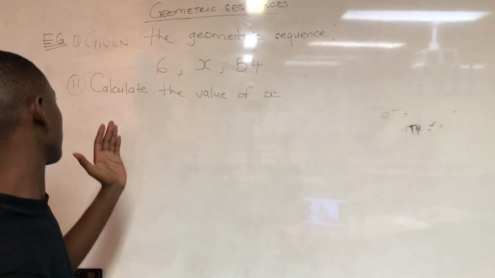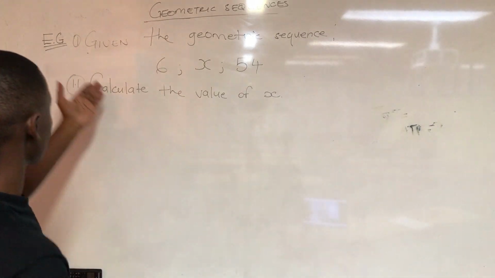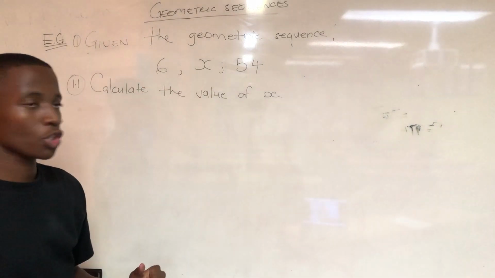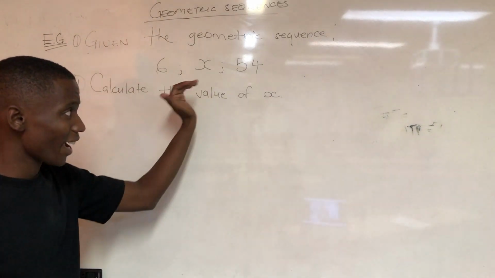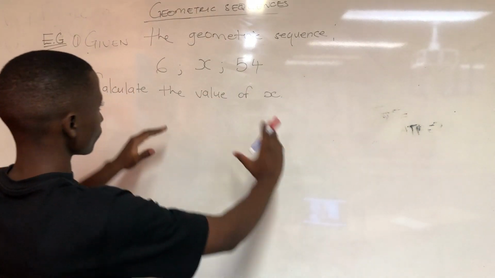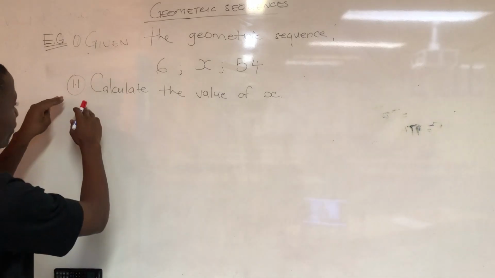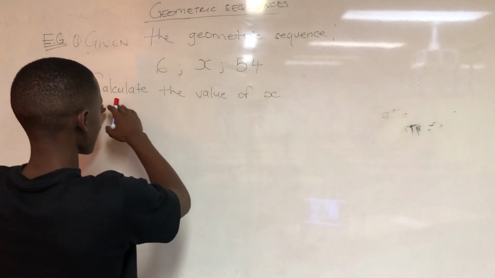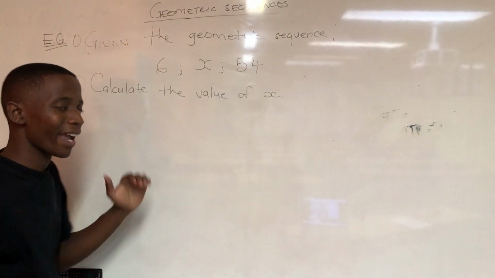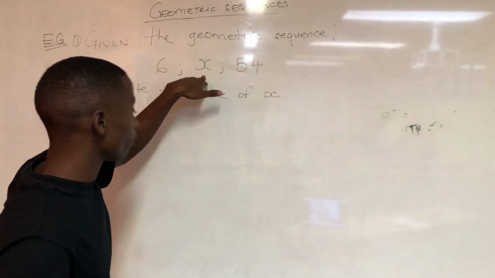Today let's look at geometric sequences and kill this question. Given the geometric sequence 6, x, 54. Alright, so we have 6, x, 54. This is a geometric sequence, and the only question is: calculate the value of x.